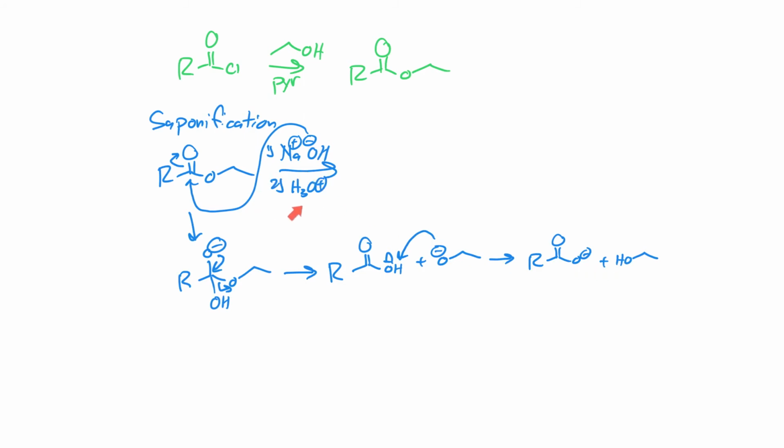That's where the second step is important. We add mild acid just to protonate this O and produce our desired neutral carboxylic acid product. So mild acid just provides a proton in this proton transfer step. So that's called saponification. You can read more about that in your textbook.